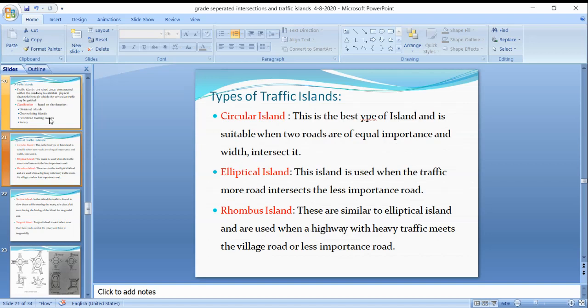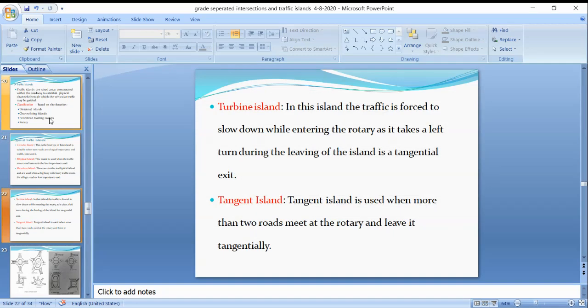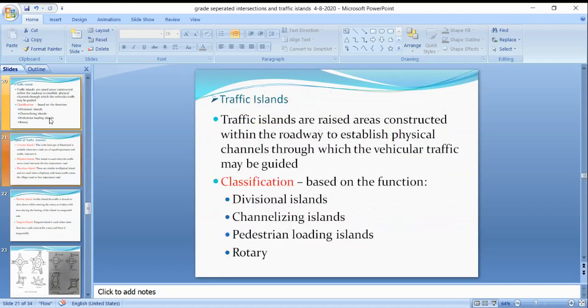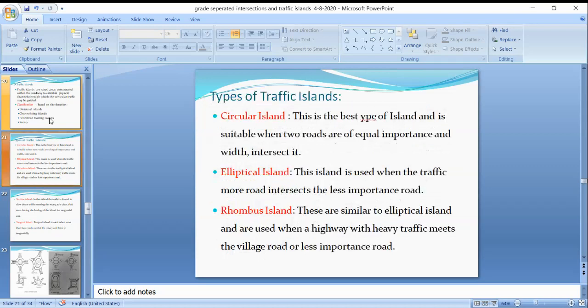So: circular island, elliptical island, rhombus island, turbine island, tangent island. Here we can see the circular island. This is the best type of island and is suitable when two roads are of equal importance and width intersect. Where there are two roads of equal importance and equal width, we will provide the circular island.